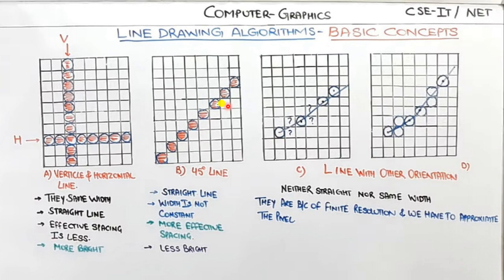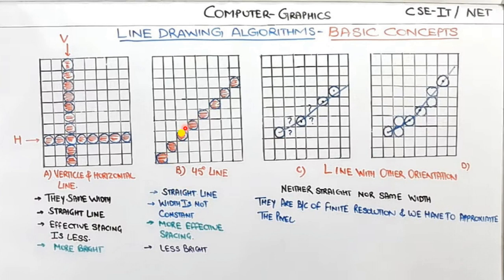So let's move to the second screen. Here the line is a 45-degree line. The pixels are at 45 degrees. Here one pixel, here one pixel, here one pixel, here one pixel. So you can see the straight line is there, but the width is not constant.